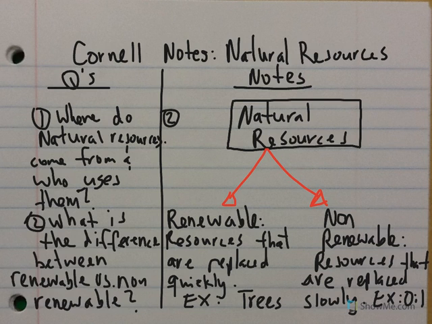Let's make up a question. You can come up with your own question, or you can write down my question. What is the difference between renewable versus non-renewable? Make a solid line. You are to write a 3-sentence summary and 1 advanced question.